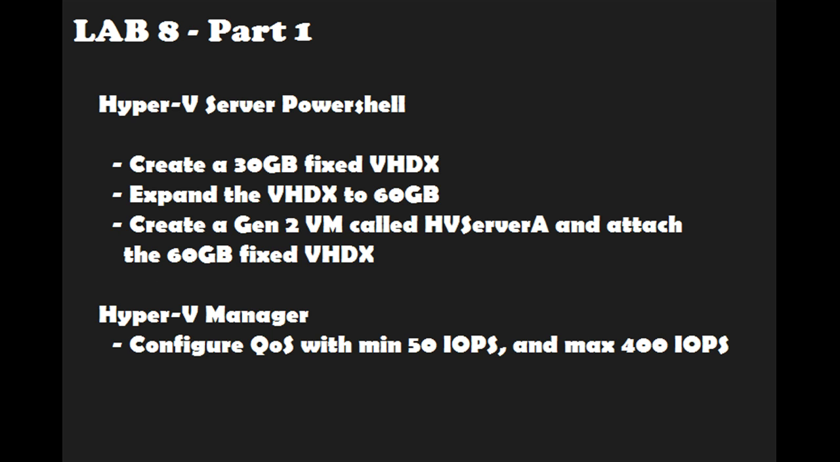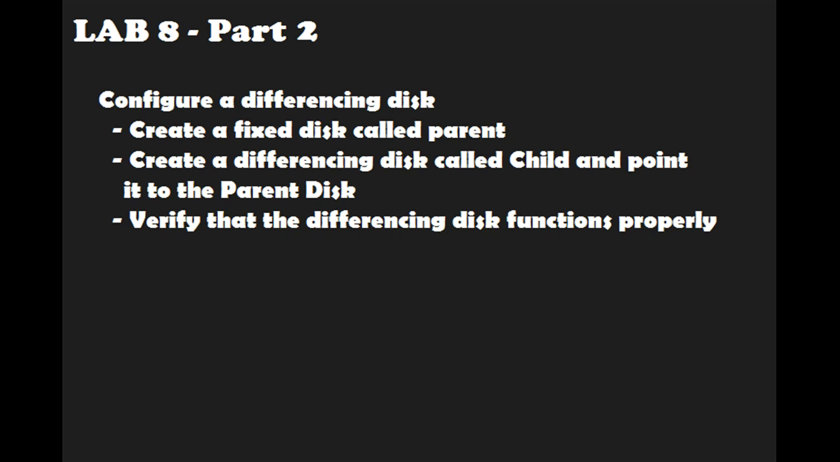For part 1 of Lab 8, we're going to be using PowerShell to create a 30GB fixed virtual hard disk. We're going to expand that hard disk to 60GB. We're going to create a Generation 2 virtual machine called Hyperserver A and attach the 60GB virtual hard disk. And then we're going to configure the quality of service with a minimum of 50 IOPS and a max of 400 IOPS.